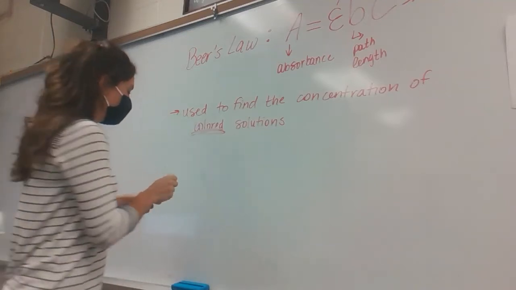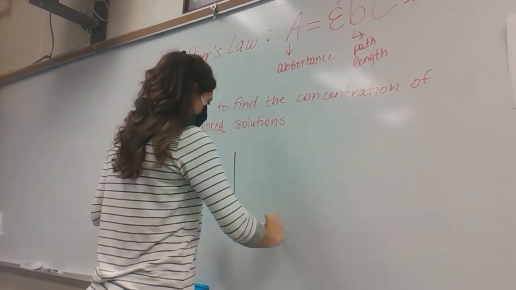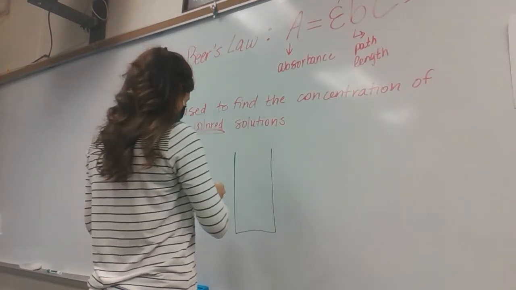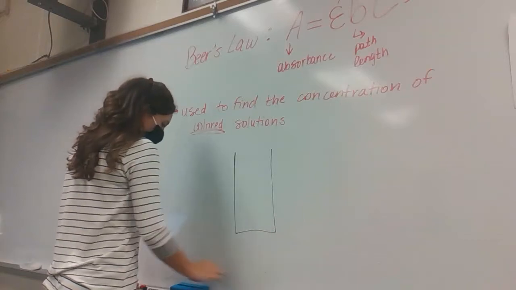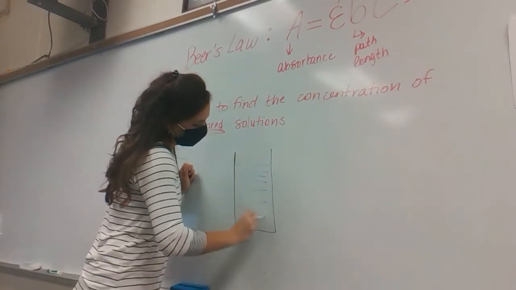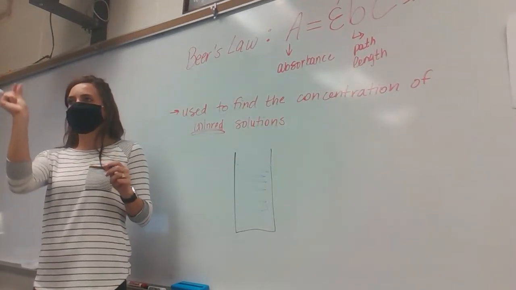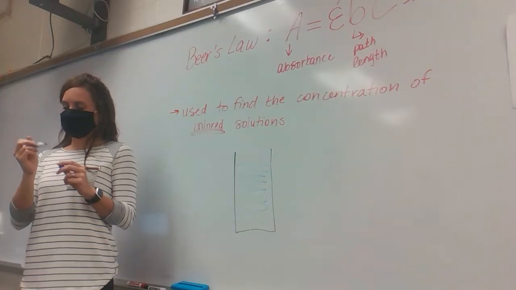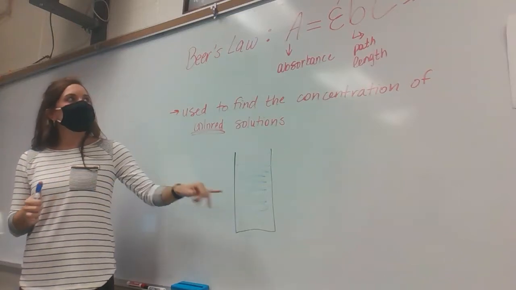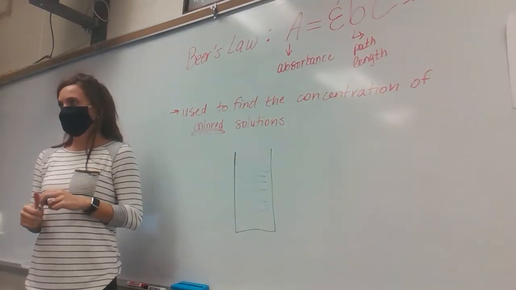So, let's say you take a sample, and it's copper nitrate. Copper nitrate is blue, and you put it in something called a cuvette. A cuvette is a little rectangular prism container. And you want to find the concentration of your sample.